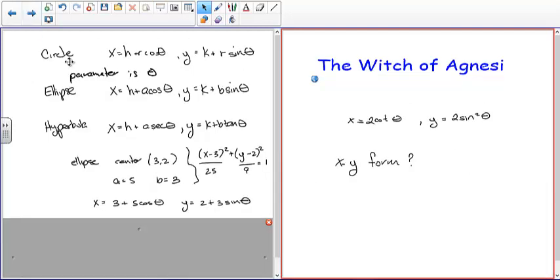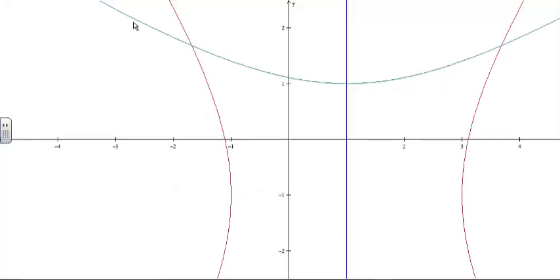So this is called the Witch of Agnesi. Anybody ever heard of that before? Sounds spooky, right? Must be something. Let's see what happens. We'll see if anything spooky happens.